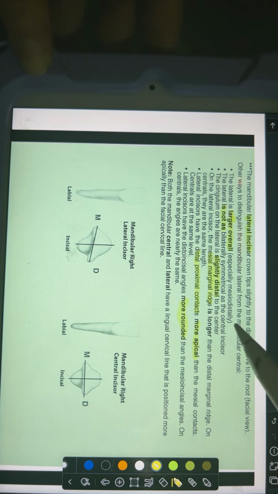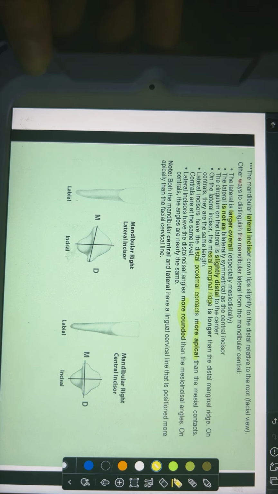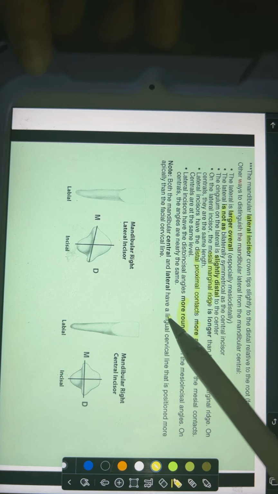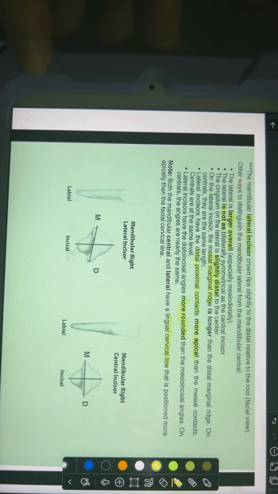So these are the differences we should remember when we are trying to see, okay, is this a mandibular lateral or a central incisor. Then both the mandibular central and the lateral incisor have the lingual cervical line positioned more apically than the facial cervical line. So remember this. This is a very important topic.